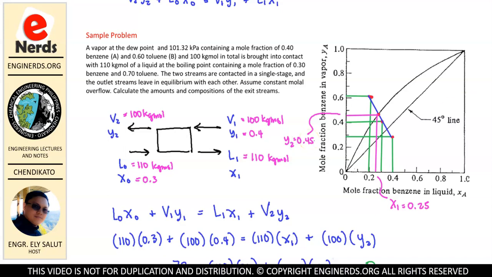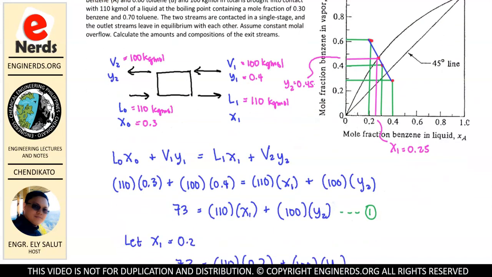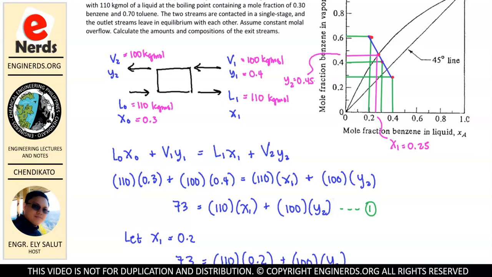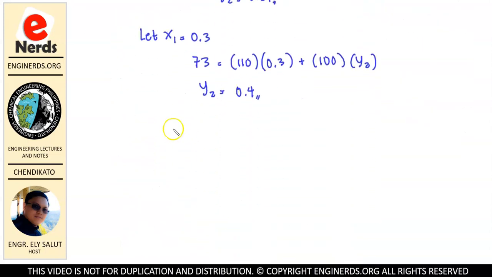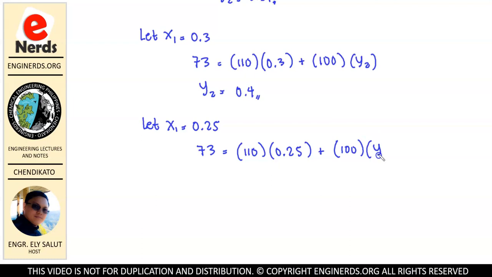Okay? So, tignan natin kung magmamatch ba yan dito sa ating equation, ano, para makasigurado tayo. So, I will use x1 as 0.25, then substitute that here. So, let x1 is equal to 0.25. So, I will have 73 is equal to 110 times 0.25 plus 100 times y2.